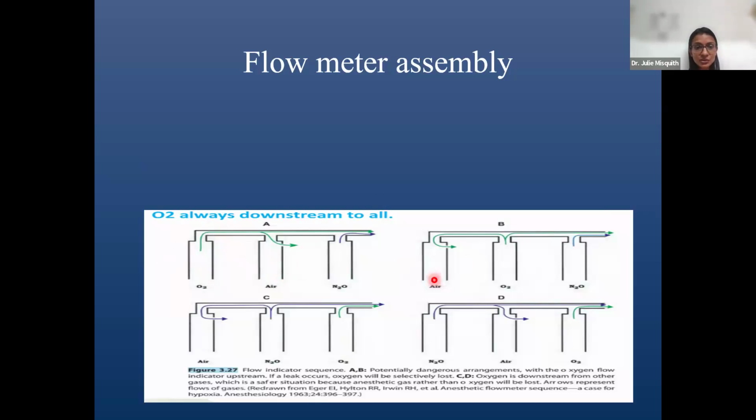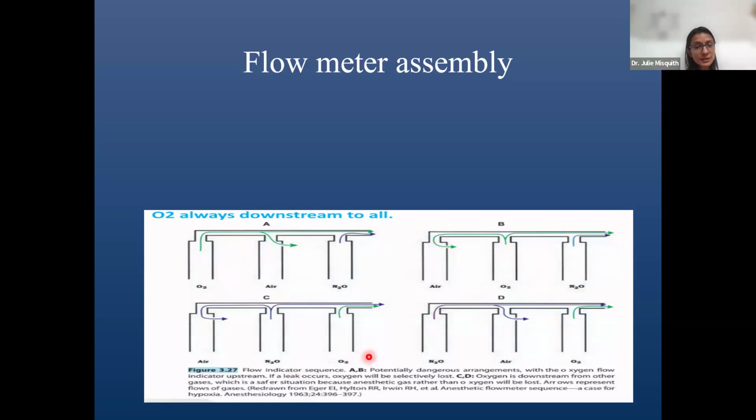So if there is a leakage anywhere upstream of any other gas, now in this picture, if you see, the oxygen is upstream of air and nitrous. So if there is a leakage in the air flow meter assembly, oxygen can leak and a hypoxic mixture can be delivered to the patient. Even here, oxygen is placed between air and nitrous oxide, and the flow meter of air is leaking. So oxygen can leak on either side, resulting in a hypoxic mixture being delivered to the patient.